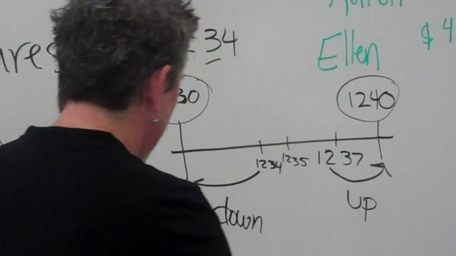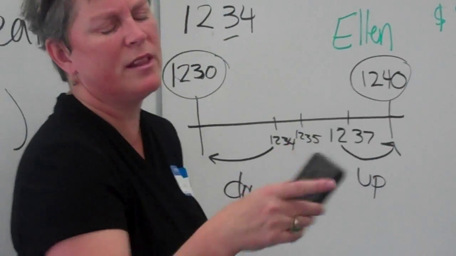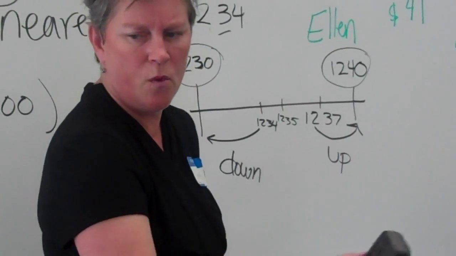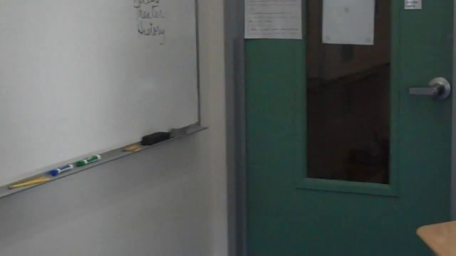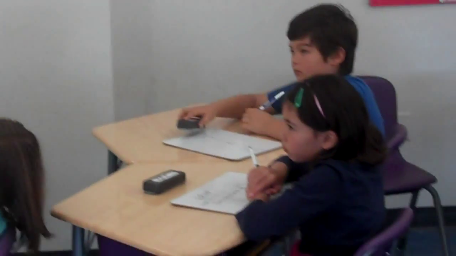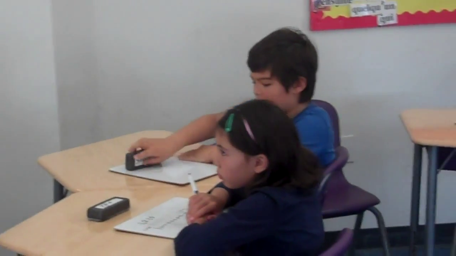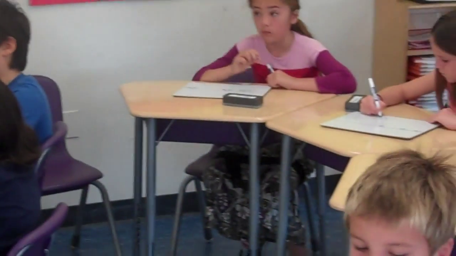Here's our next one. We're going to get rid of the 1,200 because that's kind of hard, right? We're going to go just to the tens. You'd round the higher one. Here is your number.